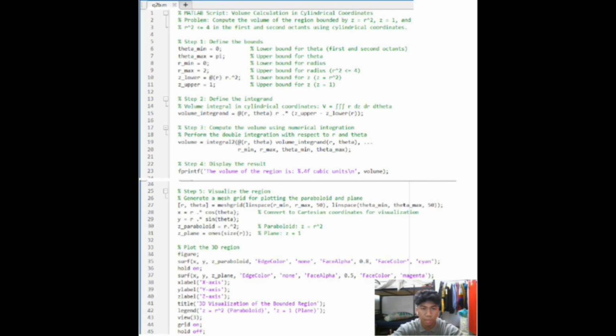First, we put in the bounds that we got from the manual calculation. Then, we define the formula of the volume using triple integration. Then, we display the result. Additionally, we can visualize the 3D region. First, we generate a mesh grid for plotting the paraboloid and plane. Next, we plot the 3D region. We can also choose any color that we want.